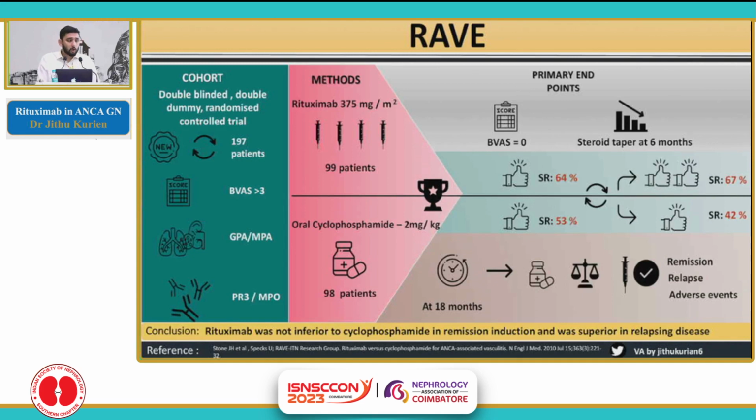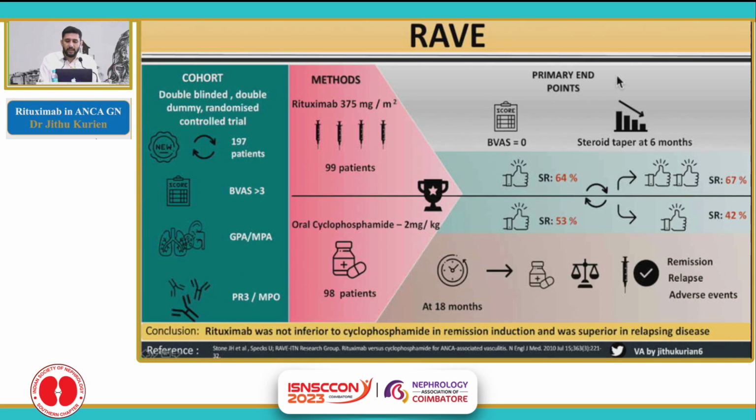Now coming to the RAVE trial, which is a little different, it's a double-blinded, double-dummy, randomized control trial. They had both new as well as relapsing ANCA vasculitis. The total number of patients was around 197. The BVAS score was 3, and they classified patients into both GPA as well as MPA based on the disease morphology and also based on the serology into PR3 and MPO.